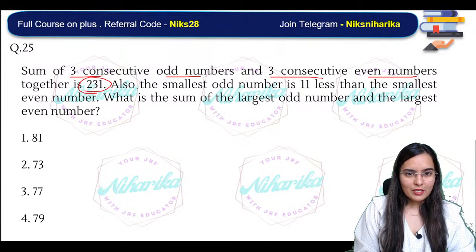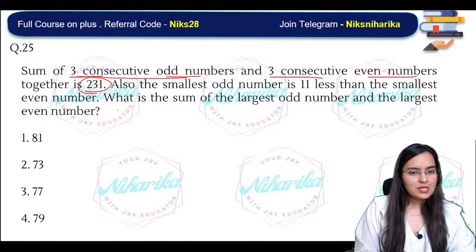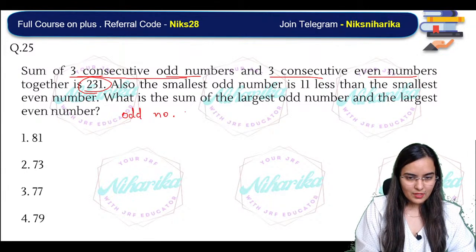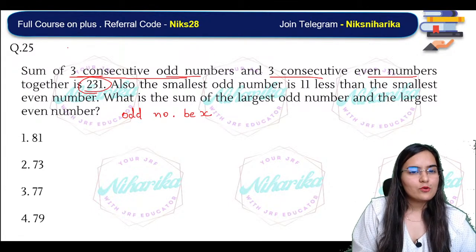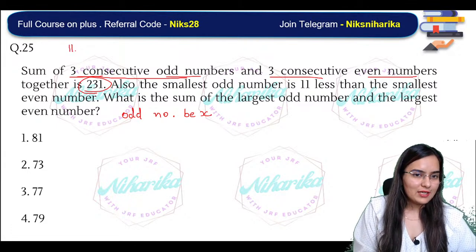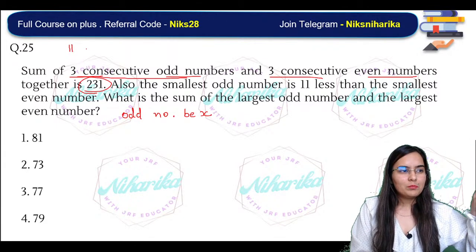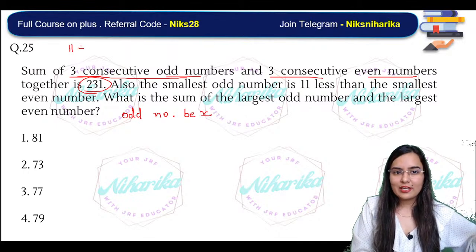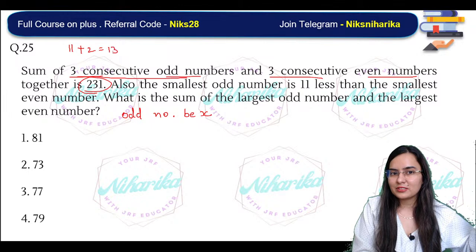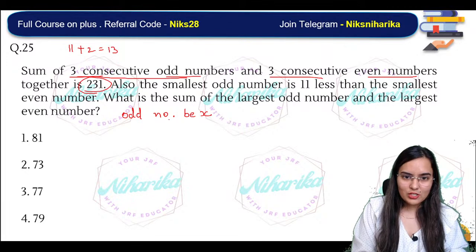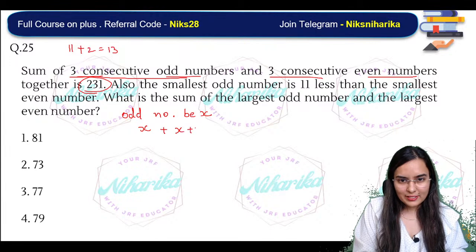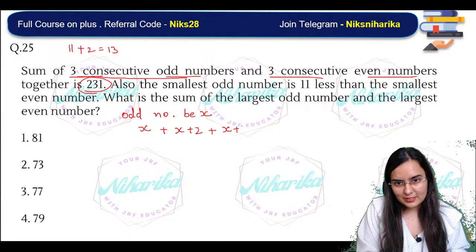Now, three consecutive odd numbers. Can I write, let the odd number be x? I don't know what the odd number is. Suppose the odd number is 11, then should I do 11 plus 1 for my next odd number, or 11 plus 2? Plus 2. So the first odd number is x, the next odd number will be x plus 2, and the next will be x plus 4.